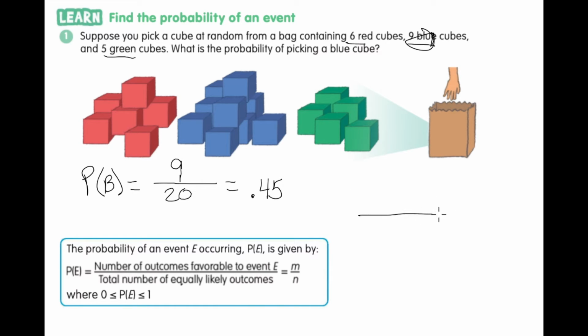And then on our probability scale, it goes 0 to 1, with a half being in the middle. It would be somewhere right around here. So it fits on the less likely side, but it is our best chance of picking a blue cube. We're more likely to pick a blue cube than a green or a red cube, but it fits on the less likely side to occur. It is not a 50-50 chance. It's not more than 50%. It's 45%, which would be less likely to occur.